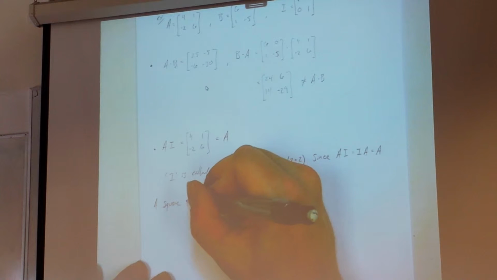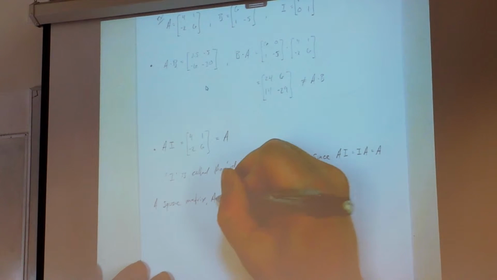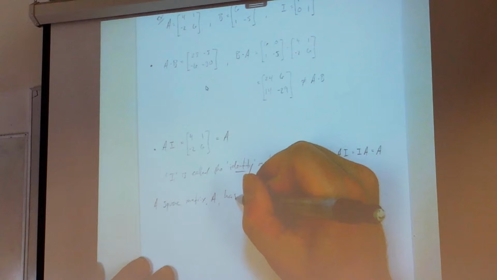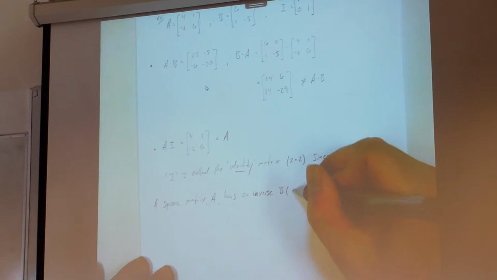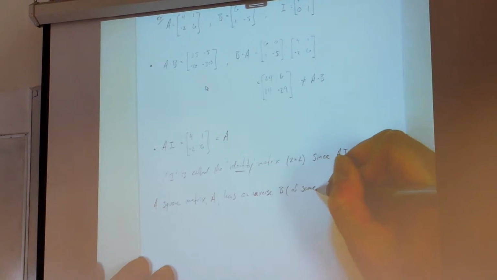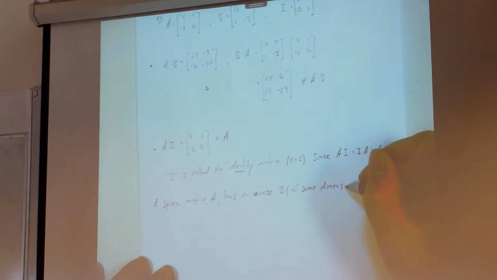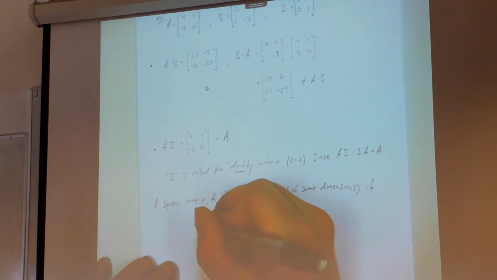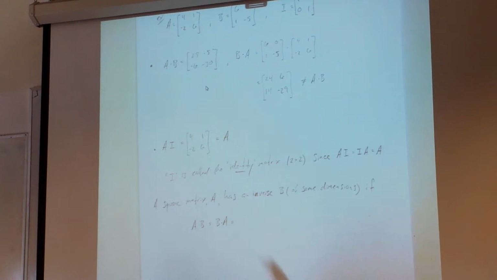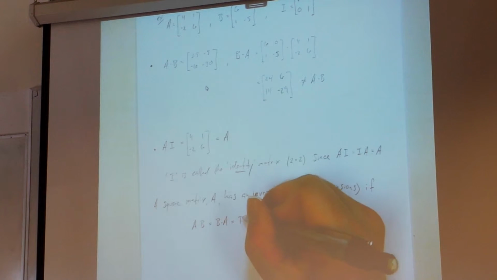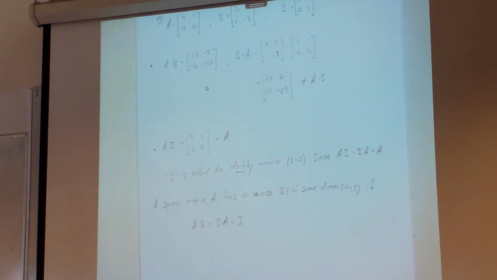So a square matrix, call it A, has what we call an inverse, and it's going to be the same dimensions, if A times B equals B times A, so it's commutative, and in either direction I multiply them I end up with the identity matrix. Okay.